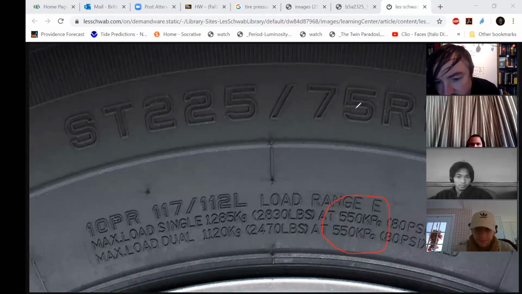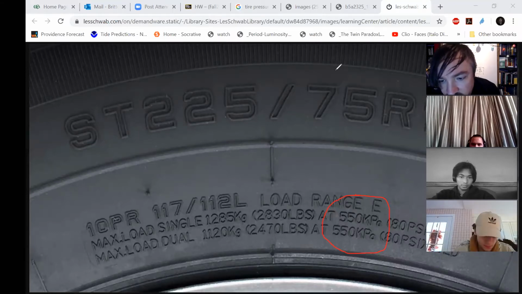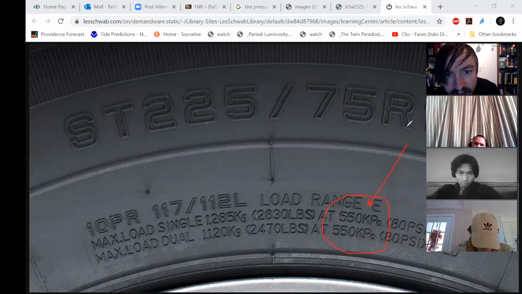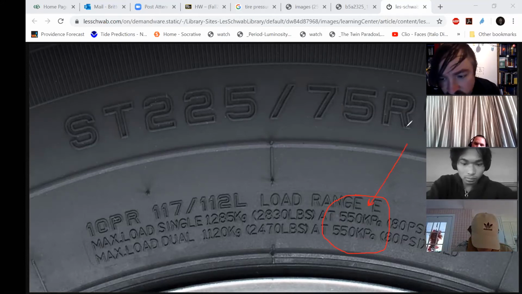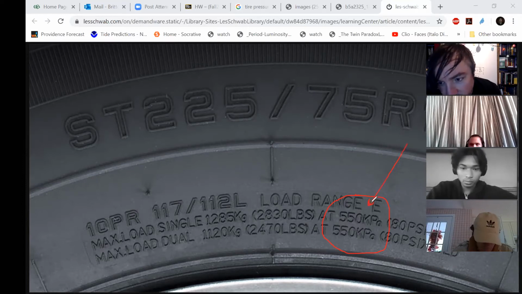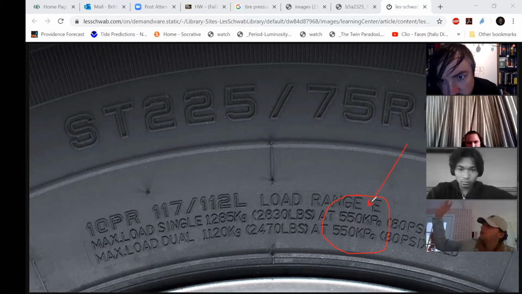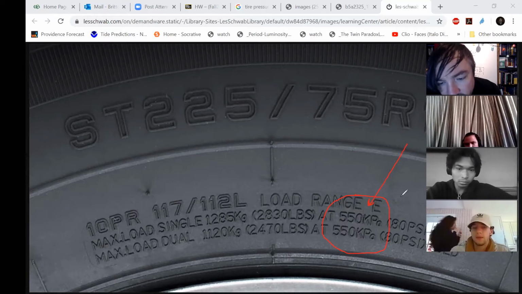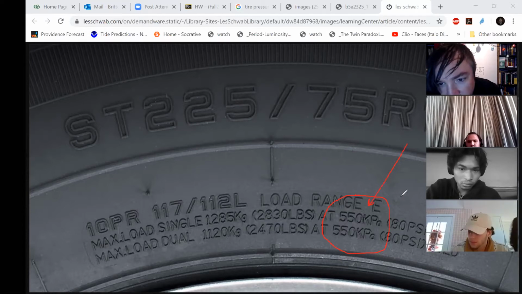How many times greater is the pressure in this tire than the air in the room you're sitting in now? Oh, 80 PSI is typical for bikes too, actually. Okay, so yeah, Cameron already knew that. I just didn't see his chat. So how many times greater than air pressure is this? Not 550 times, that's 550 kilopascals.